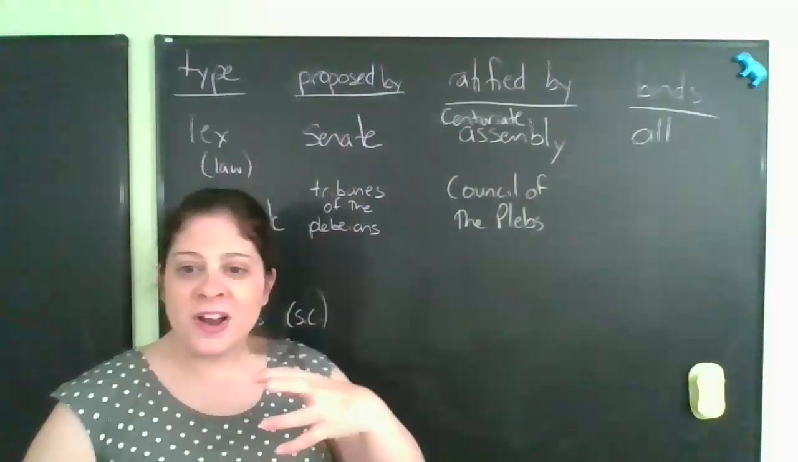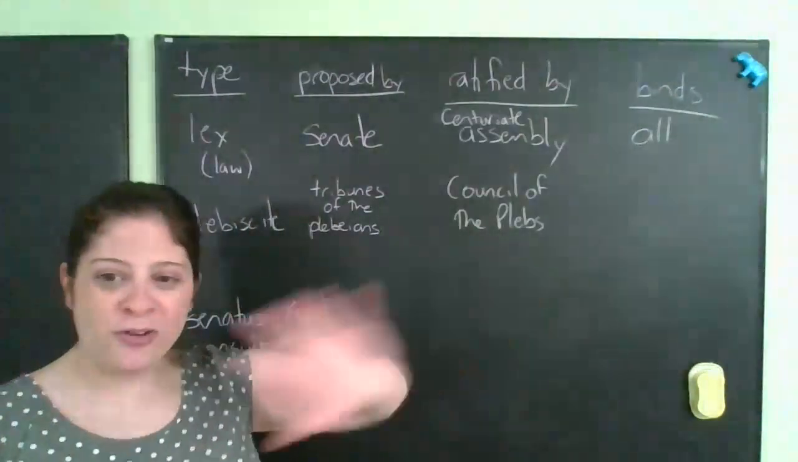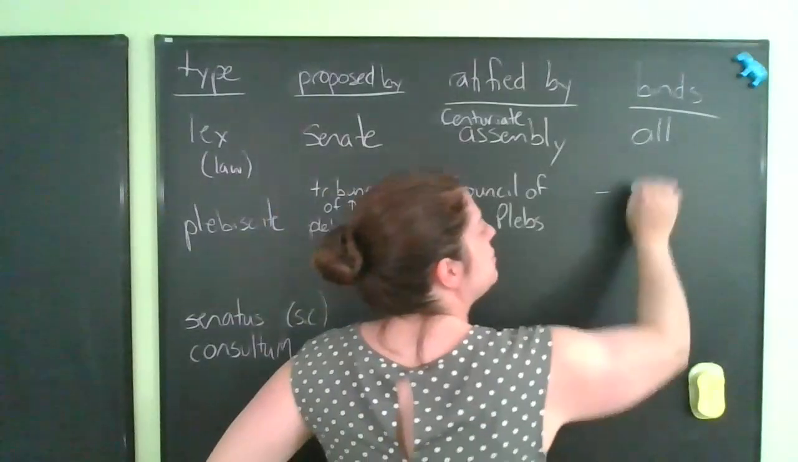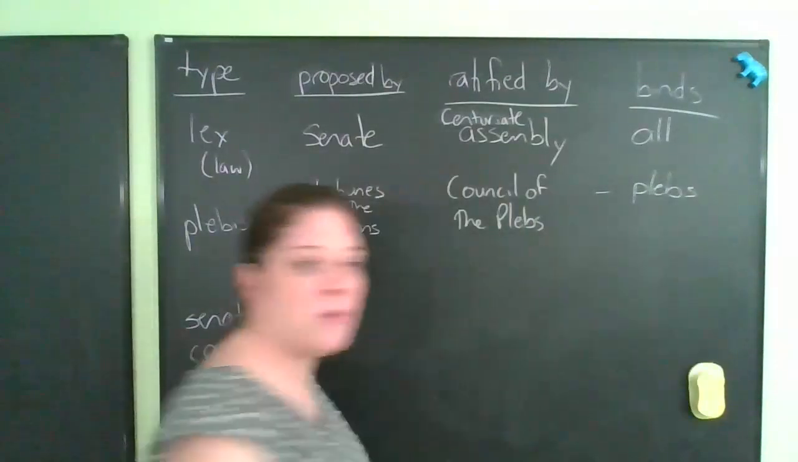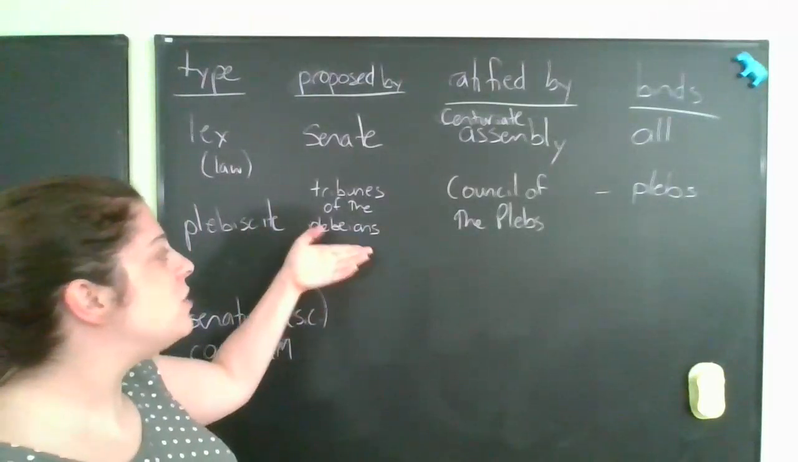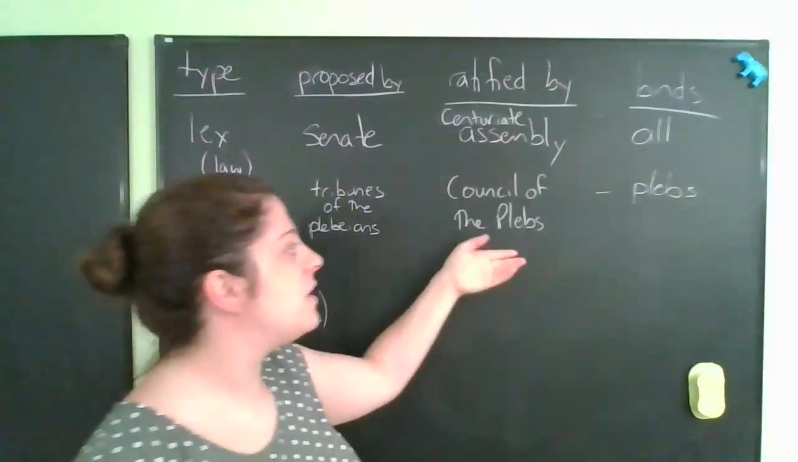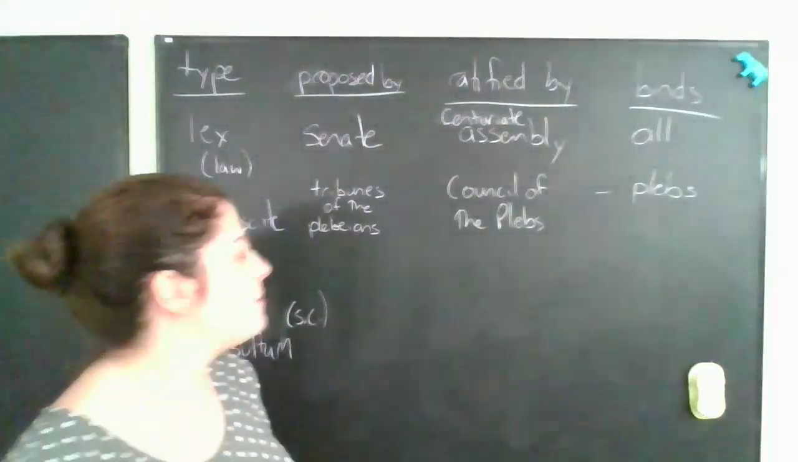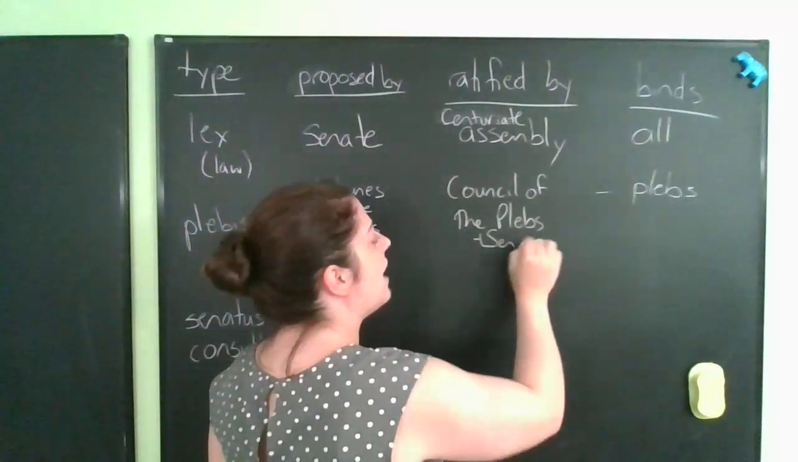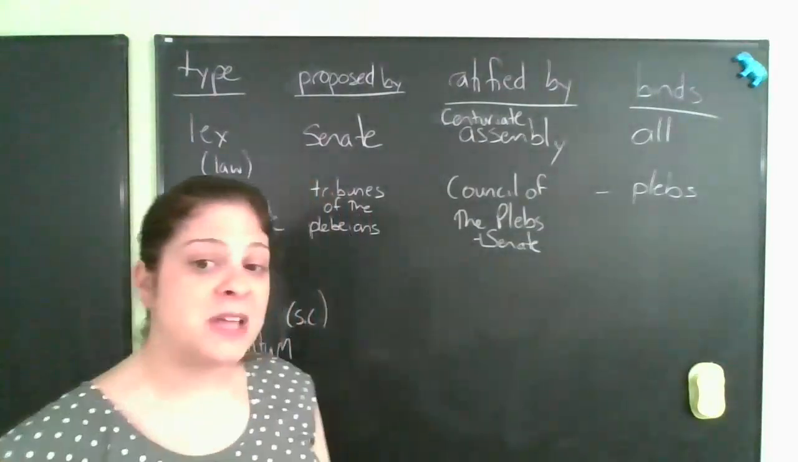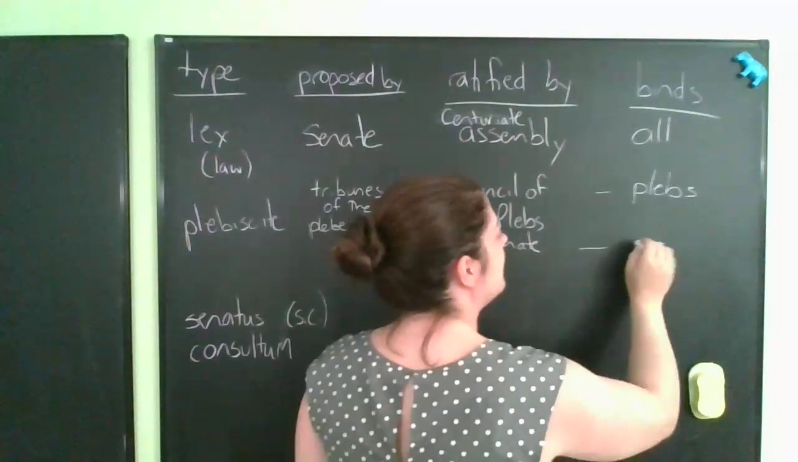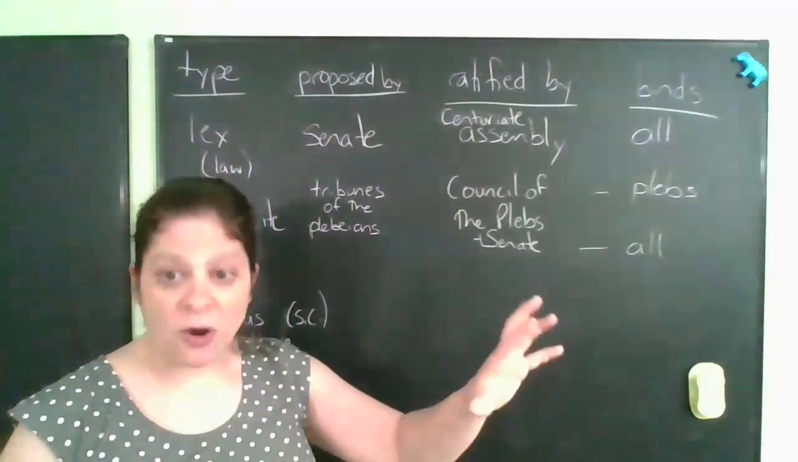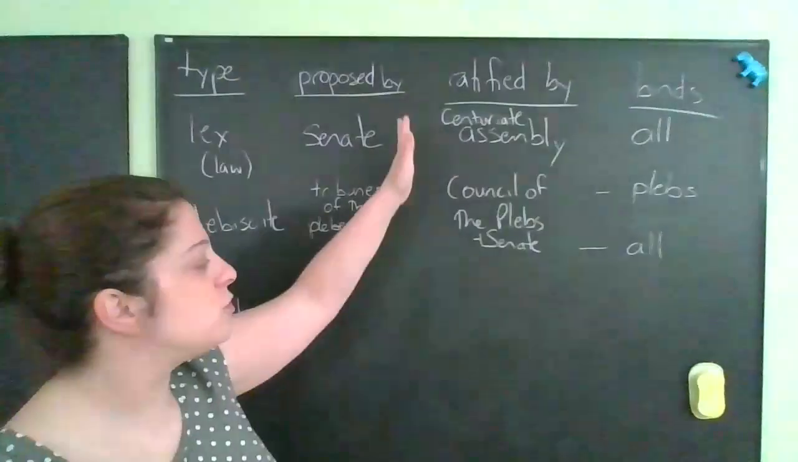Now, whether or not it becomes a law that binds everyone really depends on the time period. So originally, it just bound the plebs, right? When it was first introduced, one of the tribunes could introduce it, the Council of Plebs votes on it. If they vote yes, it is a law that binds the plebs, but it doesn't affect the patricians. Now eventually they say, okay, if it passes the Council of the Plebs, and then it passes the Senate, then it is binding on all citizens, right? It's identical to a regular lex.